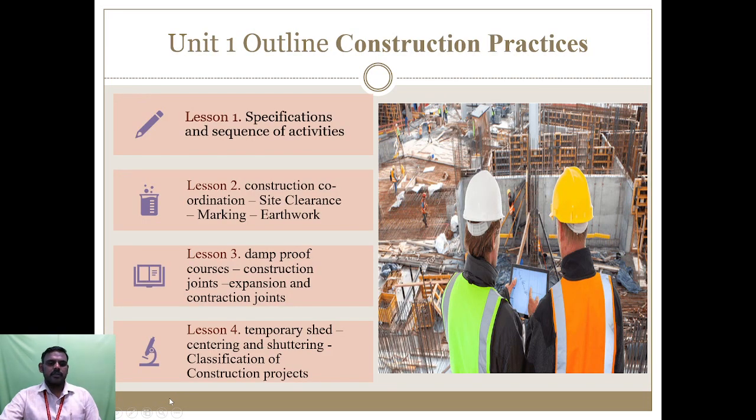I have divided this into 4 lessons. Lesson 1, specification and sequence of activities. Lesson 2, construction coordination, site clearance, marking, earthwork. Lesson 3, damp proof courses, construction joints, expansion and contraction joints. Lesson 4, temporary sheds, centering and shuttering, classification of construction projects. In this session we are going to discuss the first 2 lessons: specification and sequence of activities, construction coordination, site clearance, marking and earthwork.